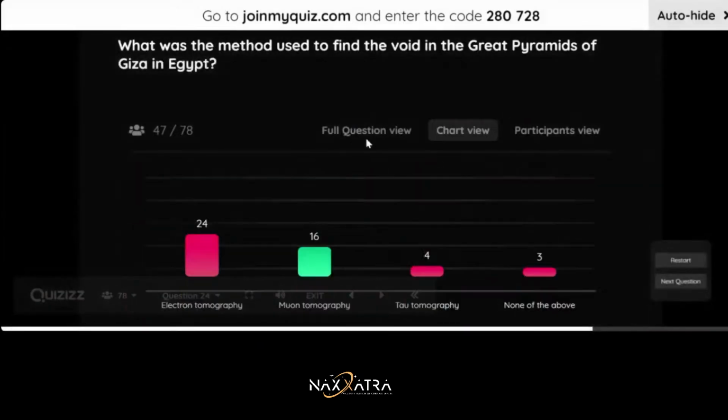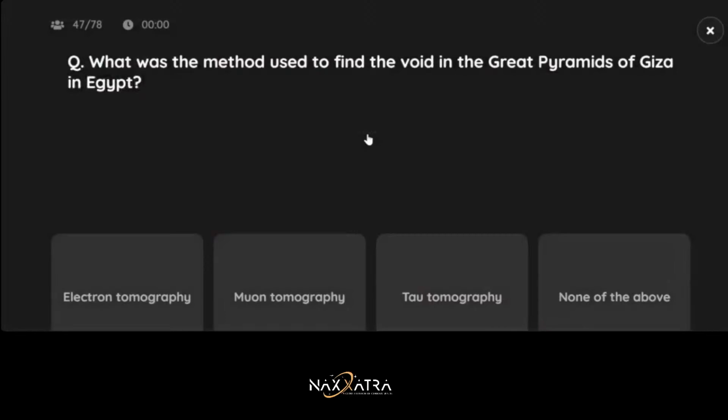So the correct answer is muon tomography. Now why muon tomography? Because muon has a greater penetration property than electron and tau, and forms trails. So they easily create tomographic images, that is, 3D tomographic images, and that is how the scientists found the void in the Great Pyramid.